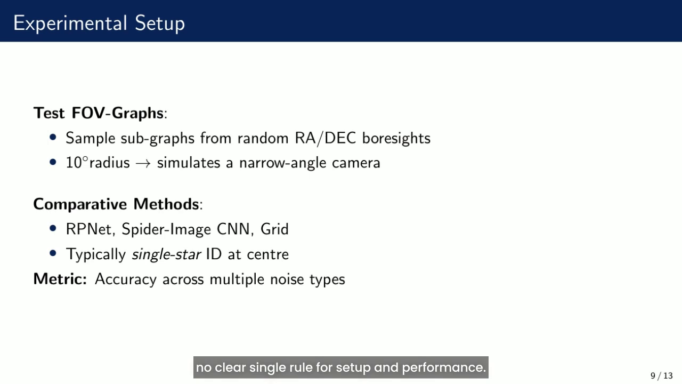This aligns broadly with the approach of existing work, though notably when we come to discussing results, there's no clear single rule for setup and performance. A lot of results are reported by identifying one centrally placed star or among a small group of centrally placed stars. This is because those patterns are most likely to be complete and reliable. The performance against noise types is evaluated, but the difference in approach, both in the overall algorithms and the evaluation and simulation process, does make fair comparison slightly more challenging.